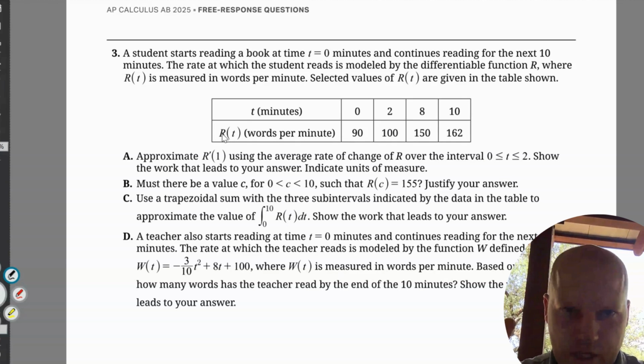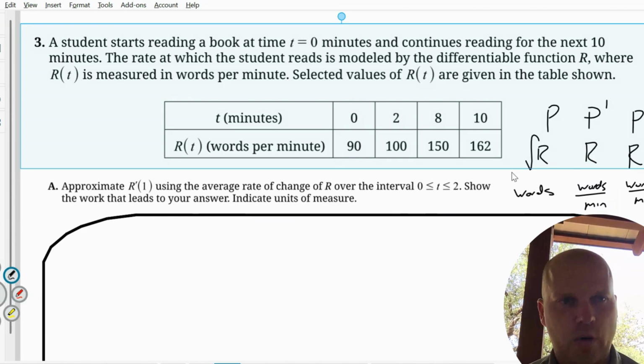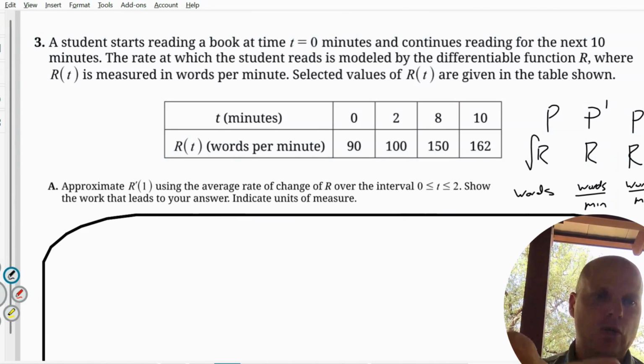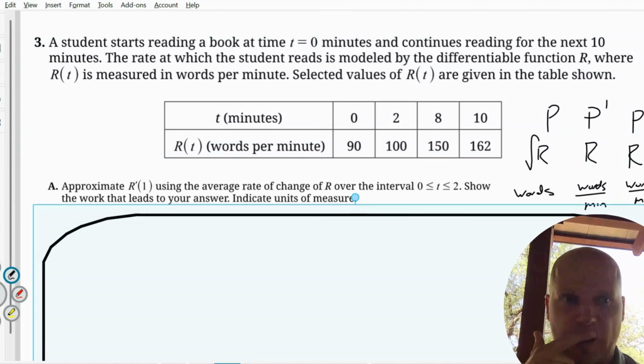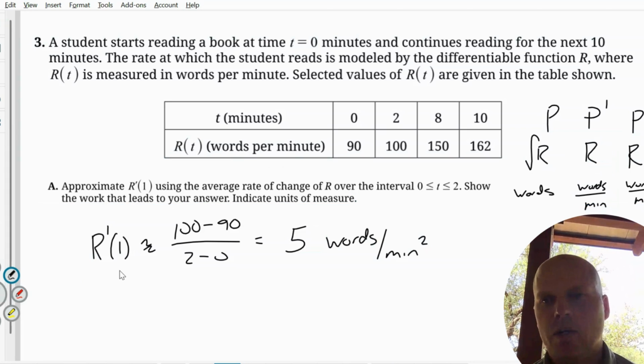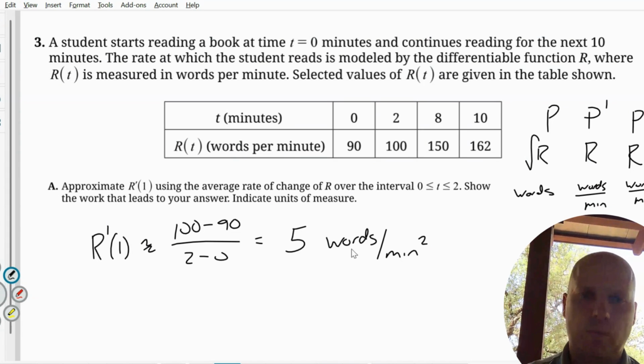The key to the calculus question is the fact that it is a rate of change. It's words per minute, so it belongs in a derivative line, which means if you accumulate it, you'd get words. If you take the derivative of it, you'd get a rate of change of a rate of change, which is an acceleration, or words per minute squared. So r prime of 1 using the average rate of change of r from 0 to 2, it's very clear what they wanted you to do, should be 5 words per minute squared.